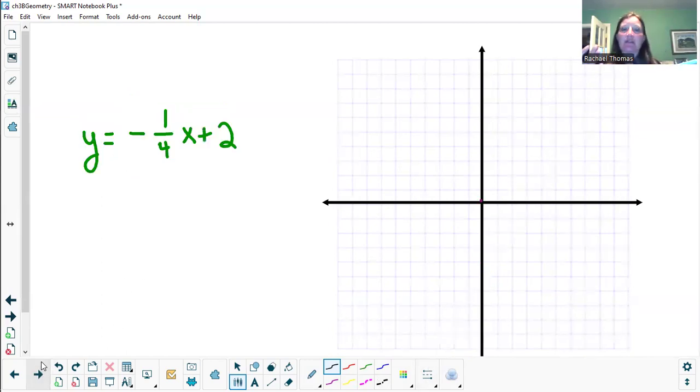Now, what happens when there's a negative on the slope instead of a negative on the y-intercept? Well, let's not get ahead of ourselves. First, I'm going to do the plus 2 part. So that means I start at the origin and I go up 2. That is my starting point.